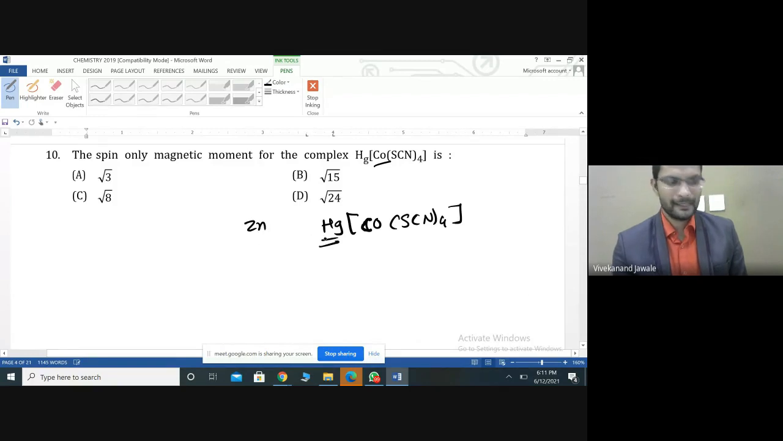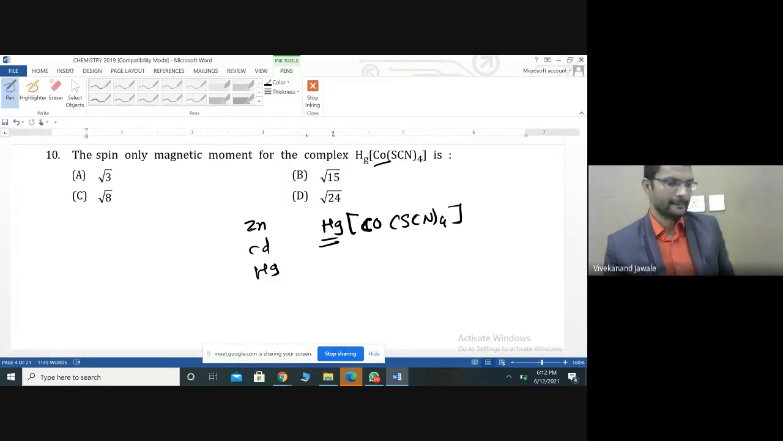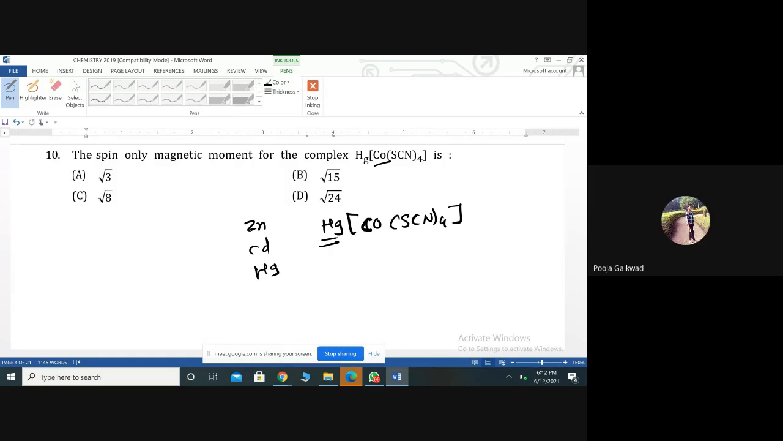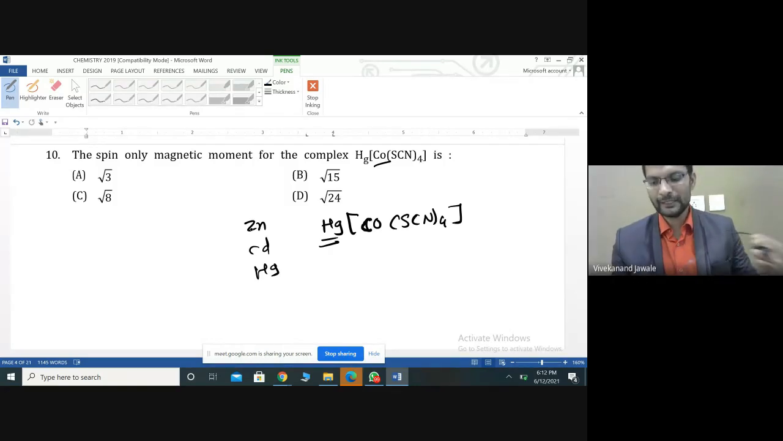This Hg is coming from your zinc group, sir, cadmium, mercury. Just check. Here we have this zinc. Most of the time, zinc is present in which state? Plus 2. I'm asking for the oxidation state, so it will be plus 2. It means your Hg is also present in the plus 2 oxidation state. Is it right?